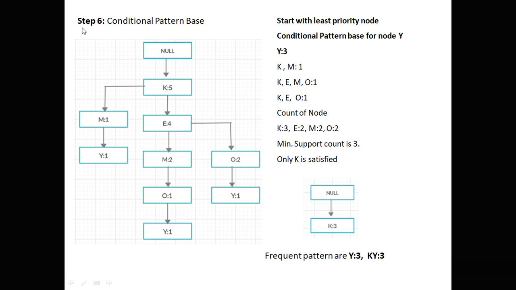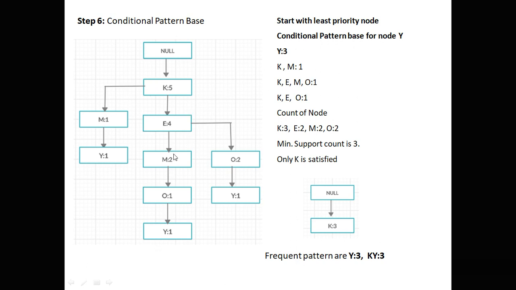Now from the final FP tree, we need to build the conditional pattern base for each node. We start with the least priority node. The conditional pattern base for node Y: Y appears 1 time, 1 time, and 1 time, 3 times in total. Now we take the ancestors of Y with the same support as Y. So the ancestors of Y are K, M with 1.